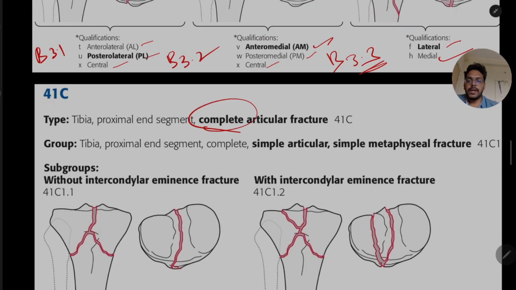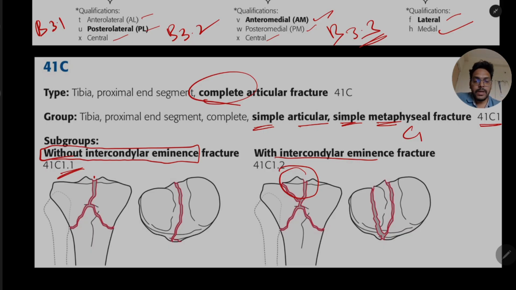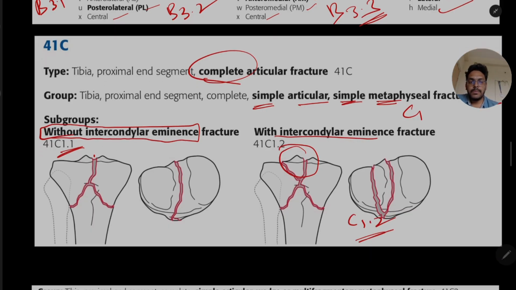Then 4.1C is a complete articular fracture. So C1 is simple articular, simple metaphyseal. Both the articular surface and the metaphysis are simple. So C1.1 is without any intercondylar eminence fracture. The intercondylar eminence is not getting fractured. It is C1.2 with the intercondylar eminence as a separate fragment. As you can see, the intercondylar eminence is a separate fragment. So this is simple articular, simple metaphyseal.